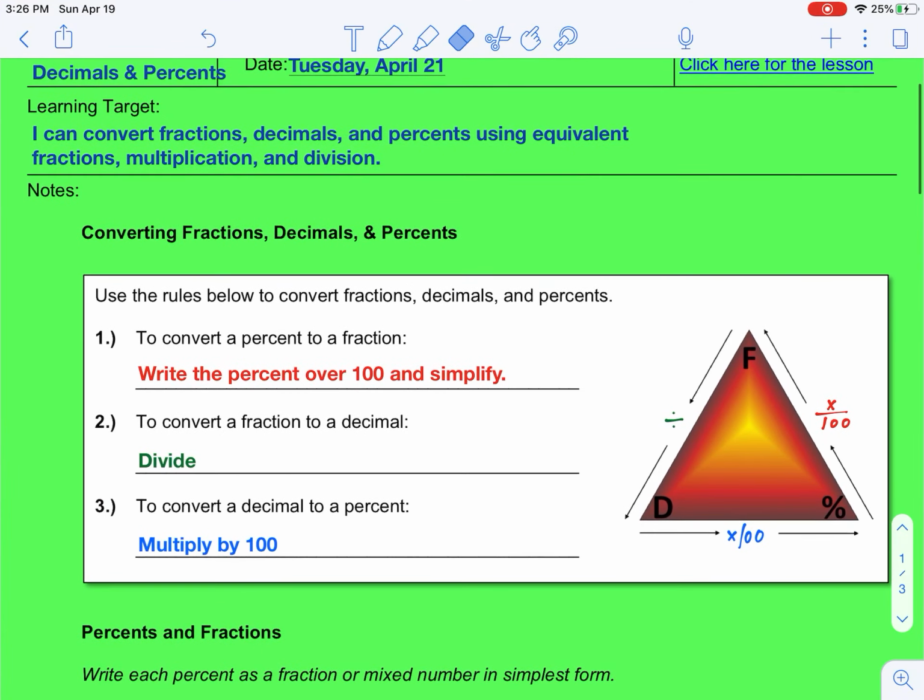All right, you will notice that these are the exact same notes as yesterday. Yesterday, when we were looking at our graphic, we focused on number 1. Today, we're going to be focusing on number 2 and number 3. So number 3 is to convert a decimal to a percent, we are going to multiply by 100. Number 2 is converting from a fraction to decimal. We should already know how to do that. We're going to divide. That is not going to be part of our lesson today.